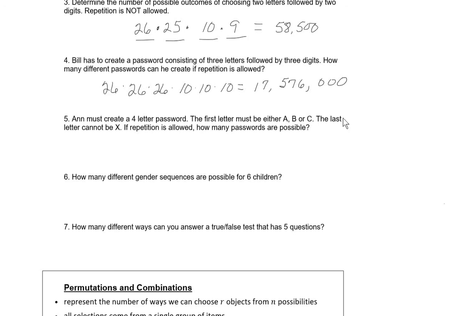Anne must create a 4-letter password. So again, I have 4 slots here. The first letter must be either A, B, or C. The last letter cannot be X, and repetition is allowed. How many different passwords are possible? Okay, the first letter has to be A, B, or C. So I have 3 options for that first spot.